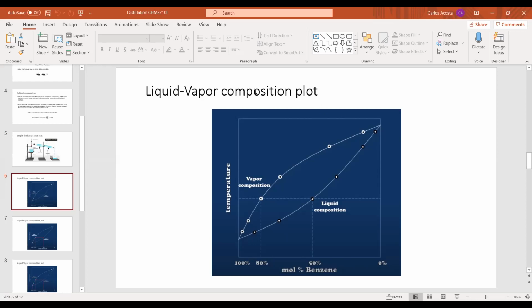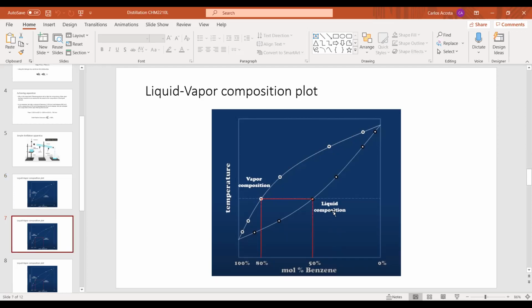Now, this plot is different for every mixture, and this is a specific one for benzene and toluene. So on the y-axis, we see that we have temperature, and on the x-axis, we see that we have mole percent of one of the substances of the mixture. In this case, we use benzene. Now, we also have these two curved lines. The bottom curve shows the boiling point of any composition of the two compounds in the liquid, and the top curve shows the composition of the vapor given off by that specific liquid composition. So I'm going to show you how to use this plot.